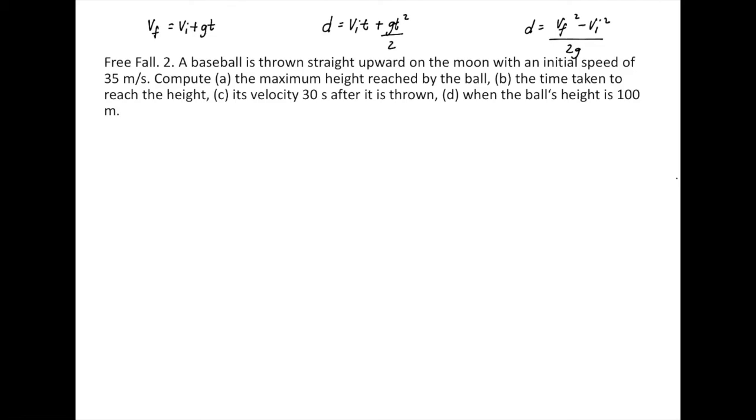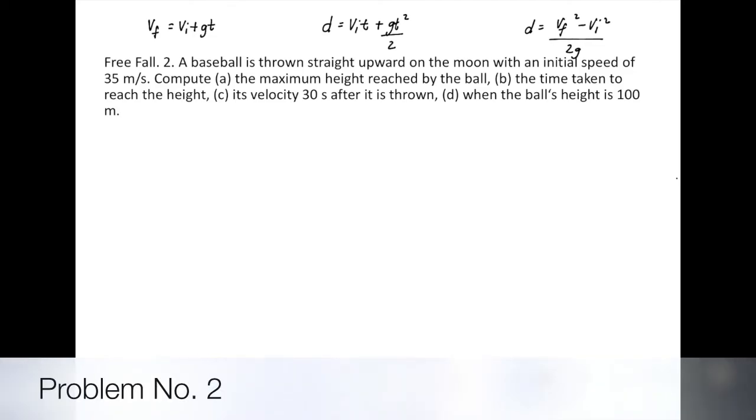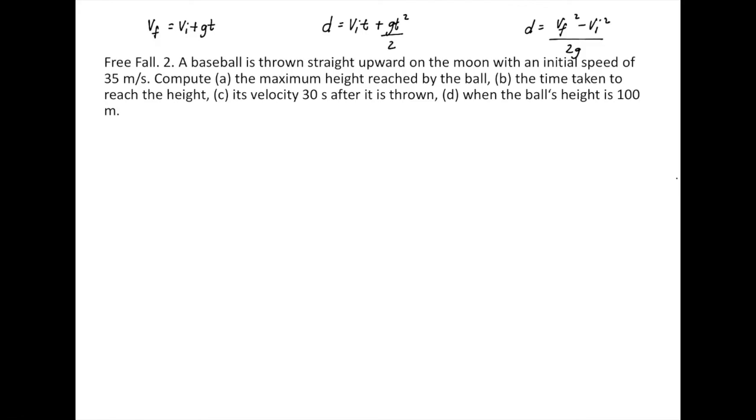Sample problem number 2 for free fall. A baseball is thrown straight upward on the moon with an initial speed of 35 meters per second. Compute for letter A, the maximum height reached by the ball, letter B, the time taken to reach the height, and letter C, its velocity 30 seconds after it is thrown. And the last one would be the time when the ball's height is 100 meters. So, let's first identify all the givens in our problem.